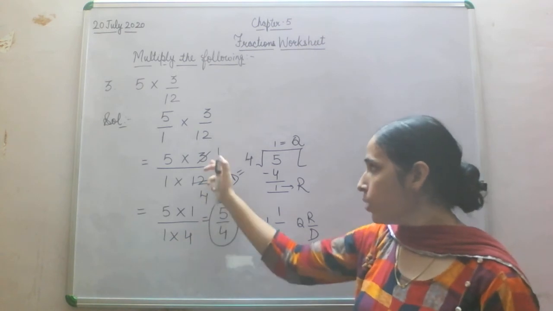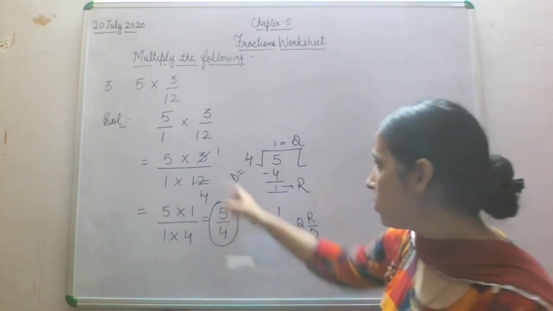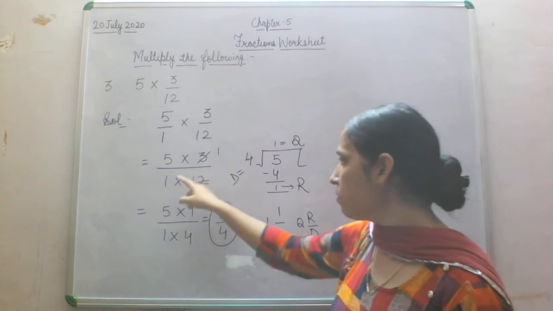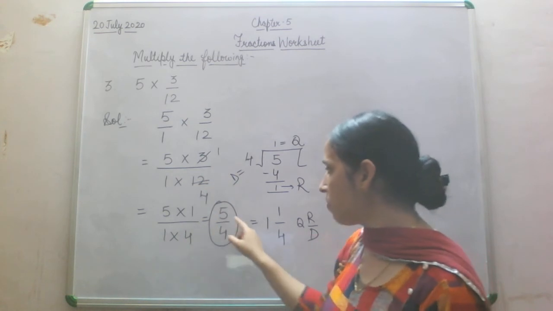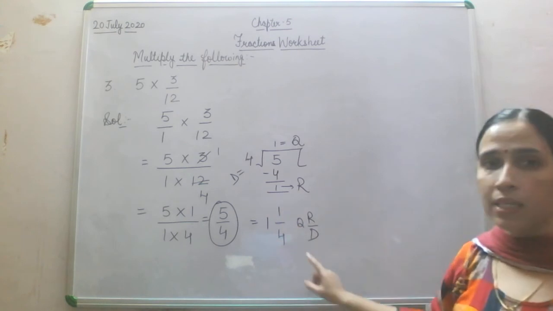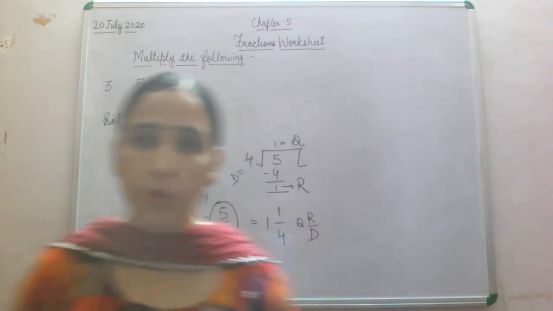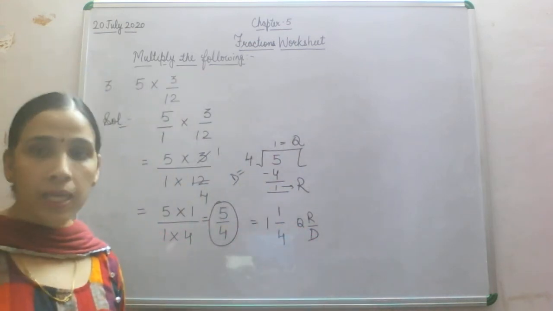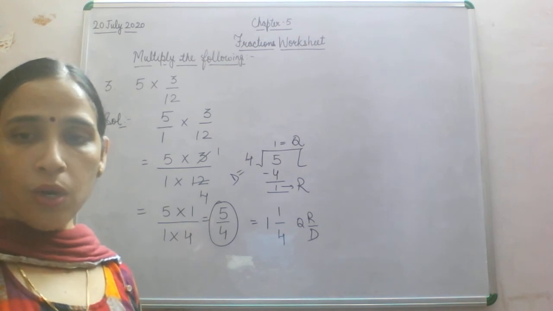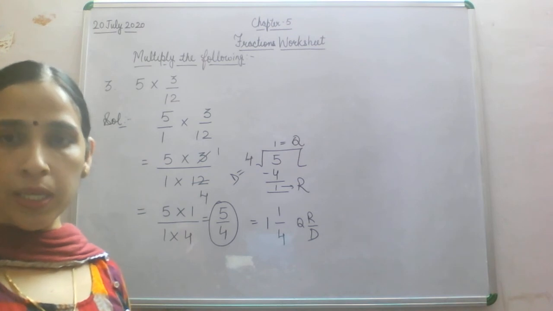Now here you can see that 3 and 12 come in a common table of 3. So we have reduced it here. 3 one time and 3 four times. After that we will do the multiplication and we have got 5 by 4 as the answer, which is 1 and 1 by 4, that is QRD. So children, like this you can do question number 3 in your worksheet. And now we will take the next question of our worksheet. So let's start our next question.